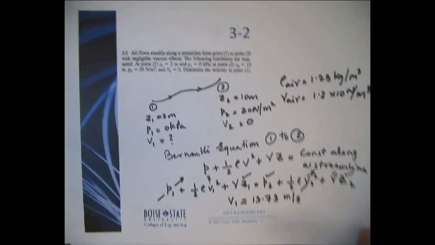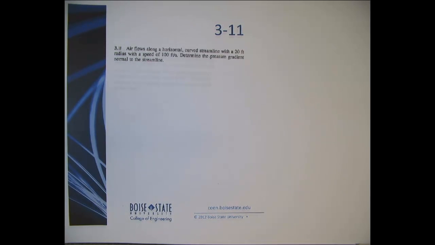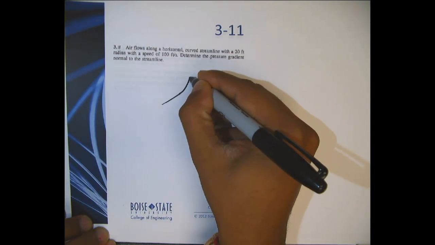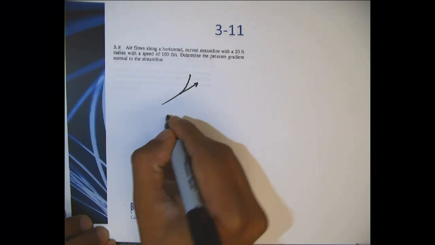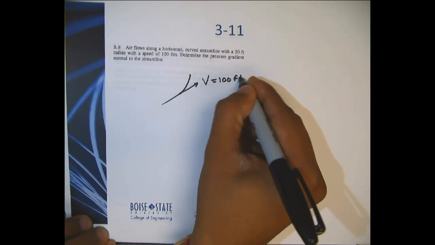Let's look at another problem. Here we are given air flows along a horizontal curved streamline with a 20 feet radius with a speed of 100 feet per second. We are asked to determine the pressure gradient normal to the streamline. That's what you're asked for. So let's try to represent how this streamline would look. The flow is like that, and it's V. We're given it's 100 feet per second.